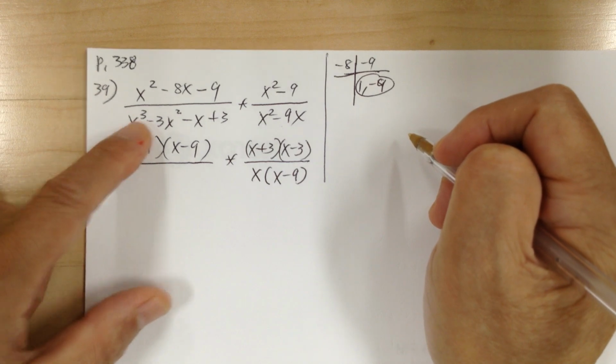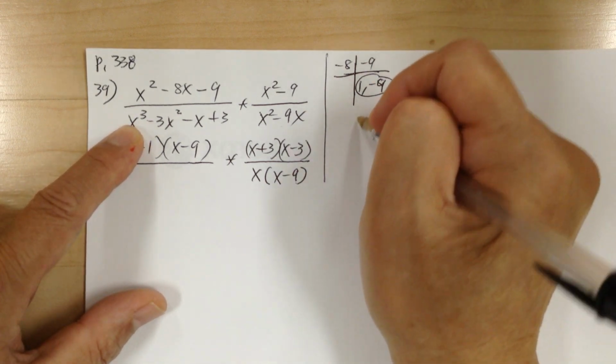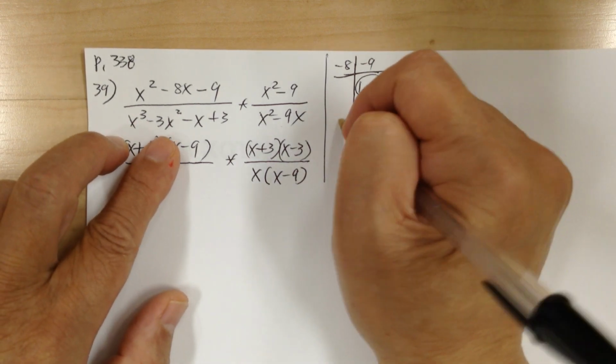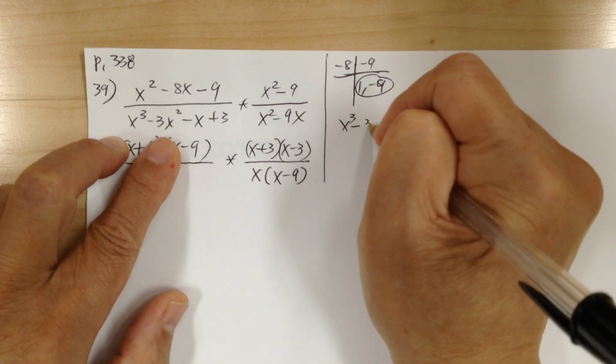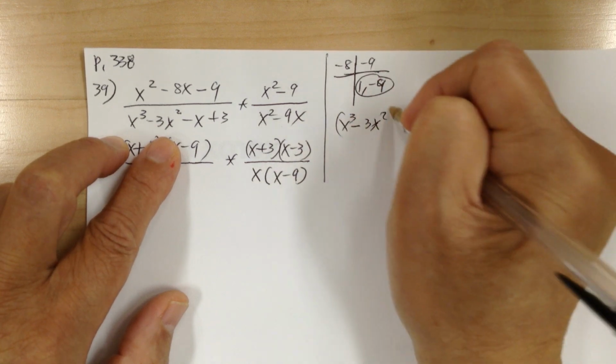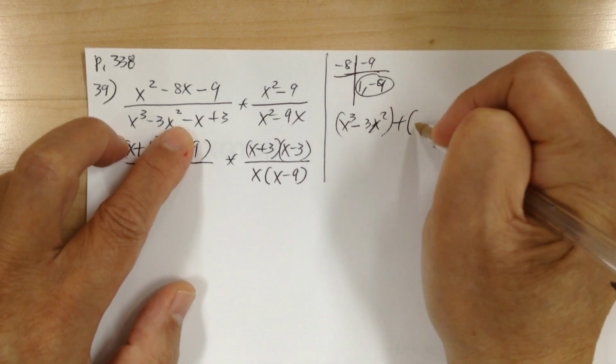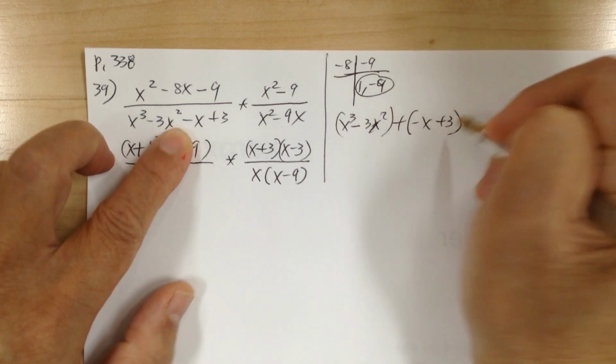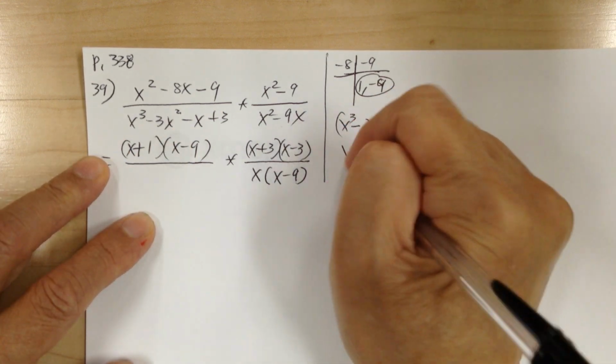Okay, now for this one here, let's go and do the grouping. So you're going to get x to the 3 minus 3x squared. Always put a plus between the groups. You got -x plus 3. So on the top group, you can factor out x squared.